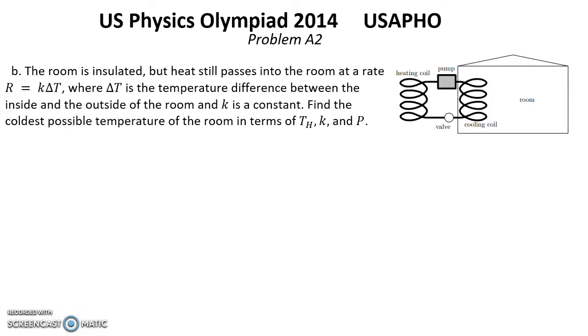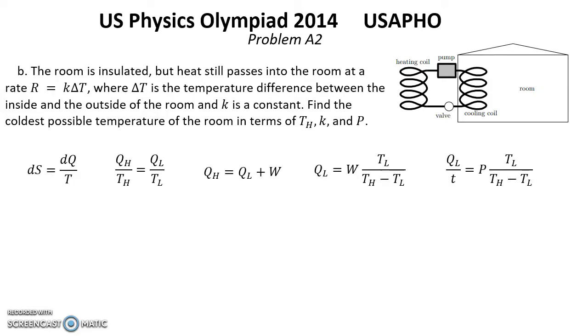Question B. The room is insulated, but heat still passes into the room at a rate R equal to K delta T, where delta T is the temperature difference between the inside and the outside of the room, and K is a constant. Find the coldest possible temperature of the room in terms of T_H, K, and P. Solution.